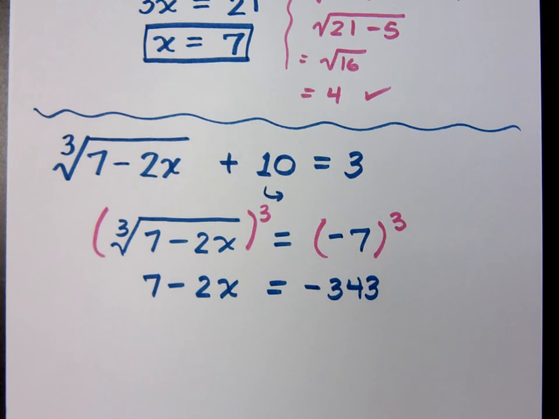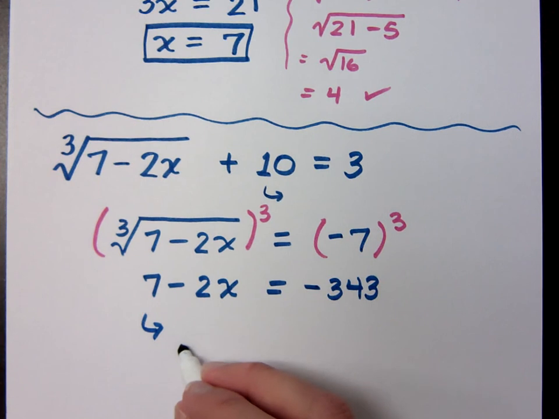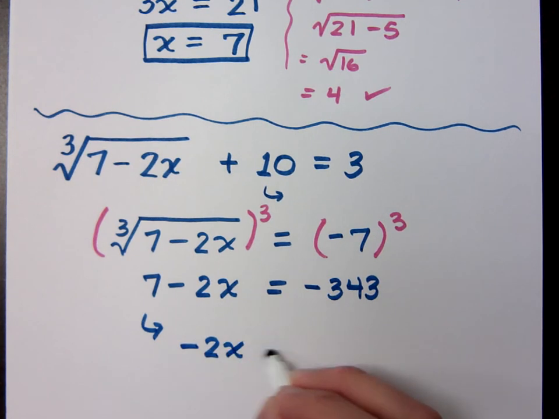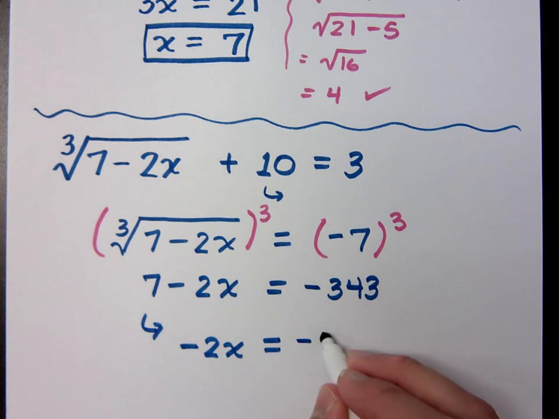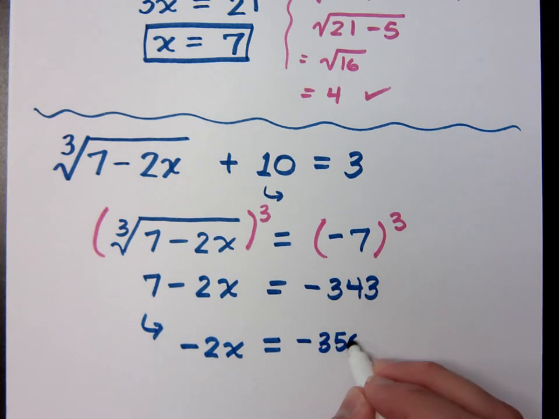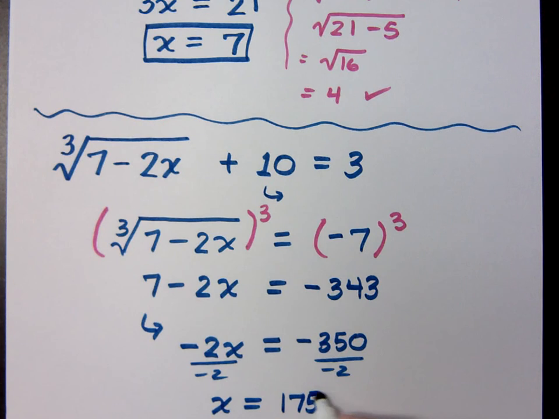All right. Move the 7 over. So negative 2x equals how much? Negative 350. Divide both sides by negative 2. So x equals what? 175. x equals 175.